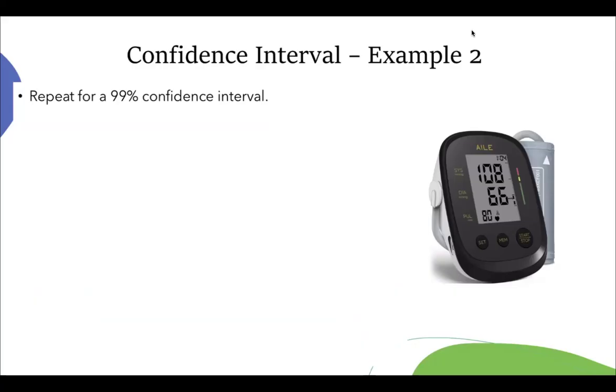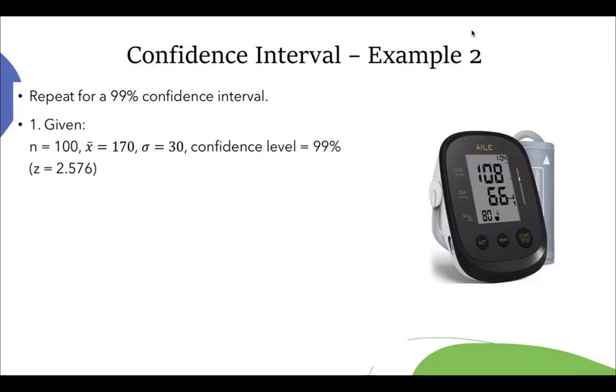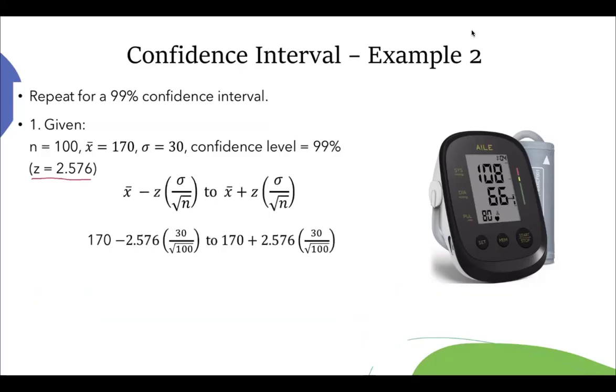Doing this for a 99% confidence interval is the same thing, except we change the z-score. For a 99% confidence interval, the z-score we use is 2.576. So we go back to the formula, plugging in everything the same except the z-score, and then we go to the calculator.